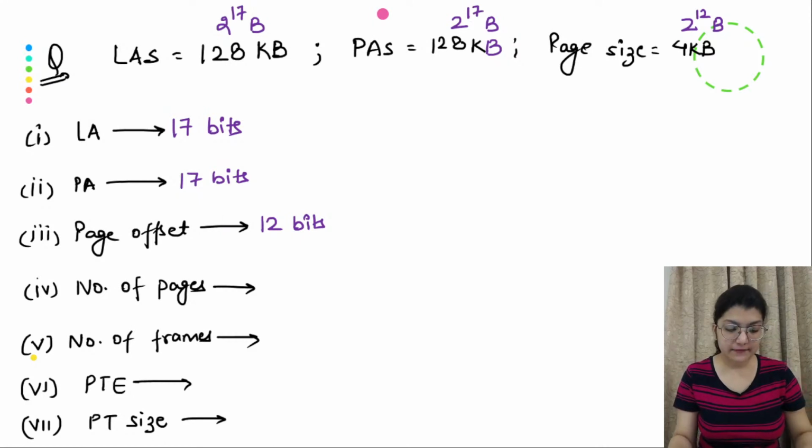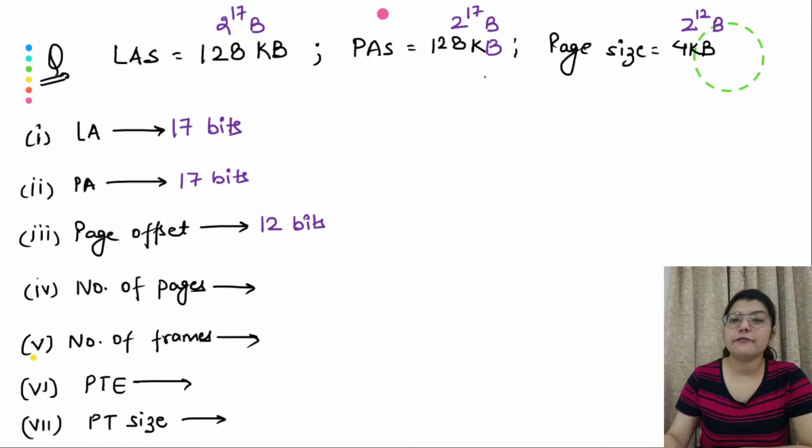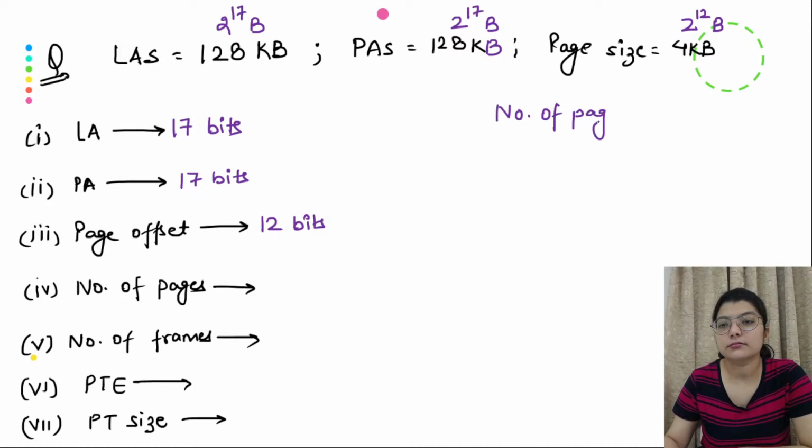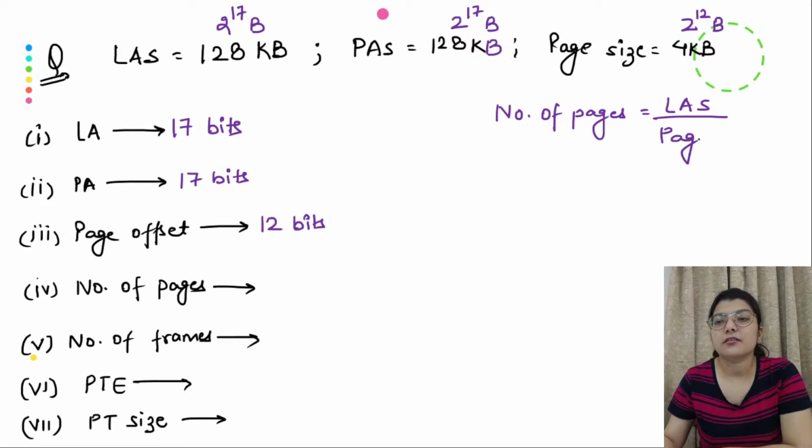Number of pages. So when you have to find number of pages, what is the formula? Number of pages is LAS divided by page size. Okay, so what is LAS? LAS is 2 raised to power 17 divided by 2 raised to power 12, that is 2 raised to power 5.